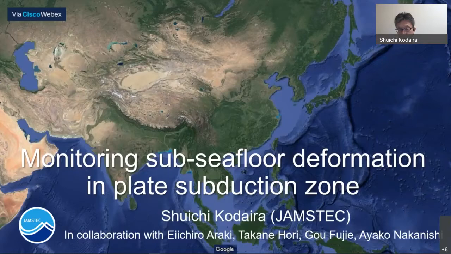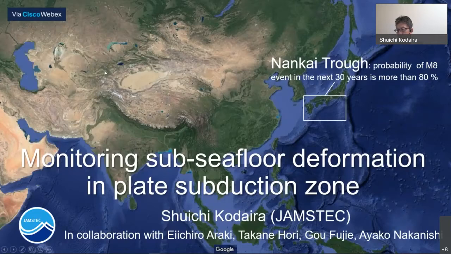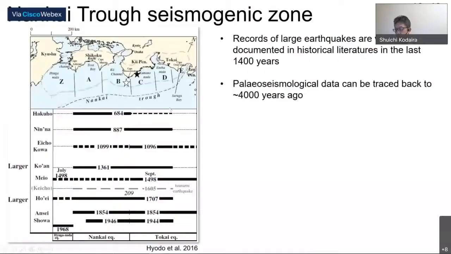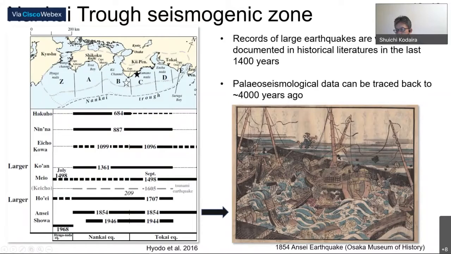I'm going to start. Thank you for giving this opportunity to present our project of monitoring sub-seafloor deformation in plate subduction zone. Today I am going to focus on our project in the Nankai Trough in the southwestern part of Japan, where we estimated that the probability of a magnitude 8 class earthquake in the next 30 years is more than 80%. At the Nankai Trough, the Philippine Sea plate is subducting beneath the Japanese island. In this subduction seismogenic zone, the history and rupture zone of the megathrust earthquake is very well studied.